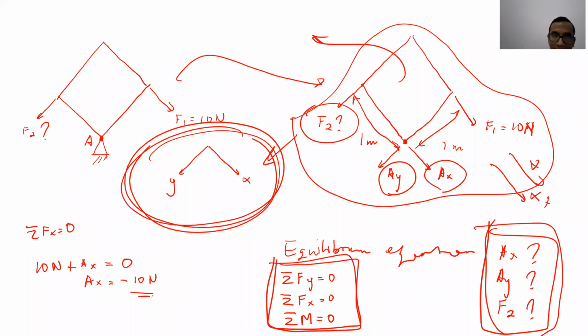Using sigma moment at A equal to 0, I believe we will be able to solve for F2. Okay, Muhammad Hilmi Hakim. Yes, sir. Okay, saya minta tolong untuk kamu menggunakan sigma moment di A sama dengan 0 untuk mendapatkan nilai dari F2.